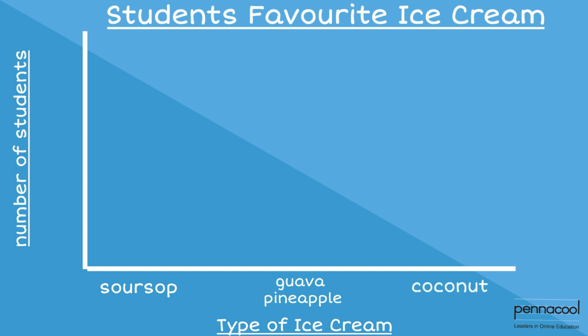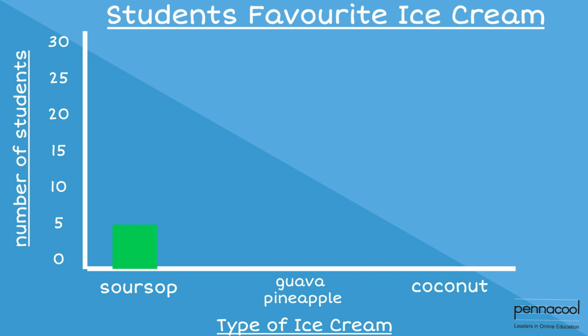Because Miss Roberts has a lot of children in her class, she does not want her bar graph to be too big. So, she counts up the height of her bar graph in groups of 5. Firstly, she checks to see how many children chose soursop. Only 5 children chose soursop, so she draws her first bar to meet the number 5 on the vertical column.